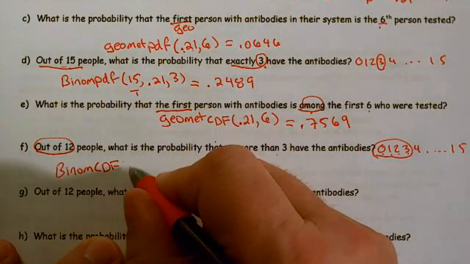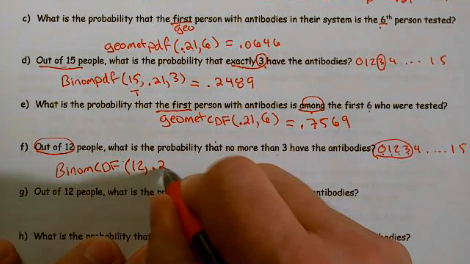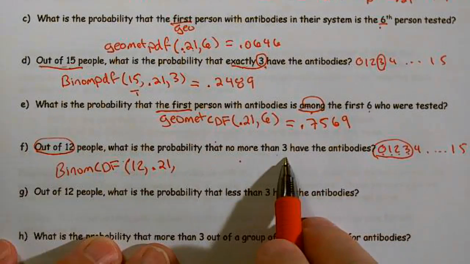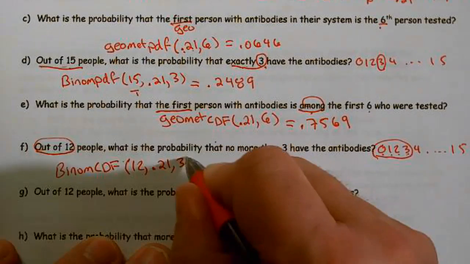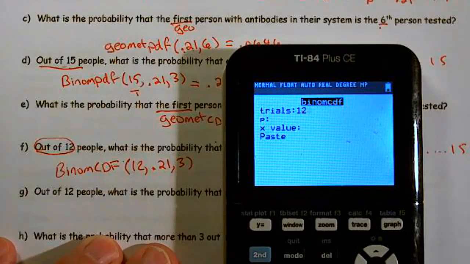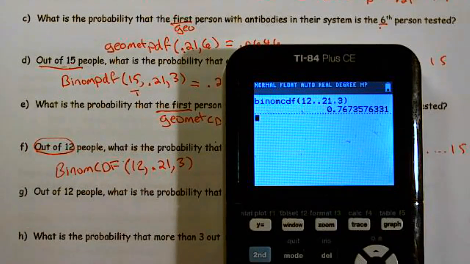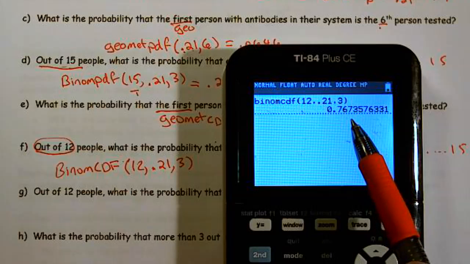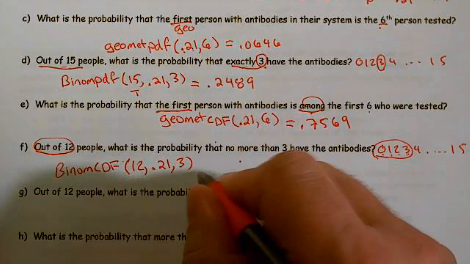Well, my trials in this case was 12 because it's out of 12. The probability has been 0.21 the whole time, and no more than 3. Well, 3 is the highest value I circled. Since it's the highest value I circled, that's what goes in there. So I should have 12, .21. My X value is 3. Does this match? It does, so it looks pretty good. And I end up getting 0.7673.